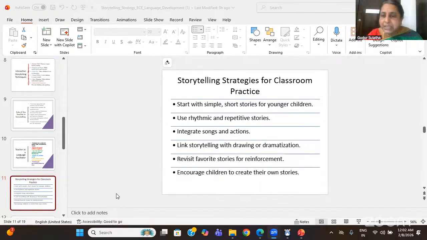So create some suspense, create some sounds, create some rhythmic words, create some actions. All this together makes a story a beautiful interactive session for the children.